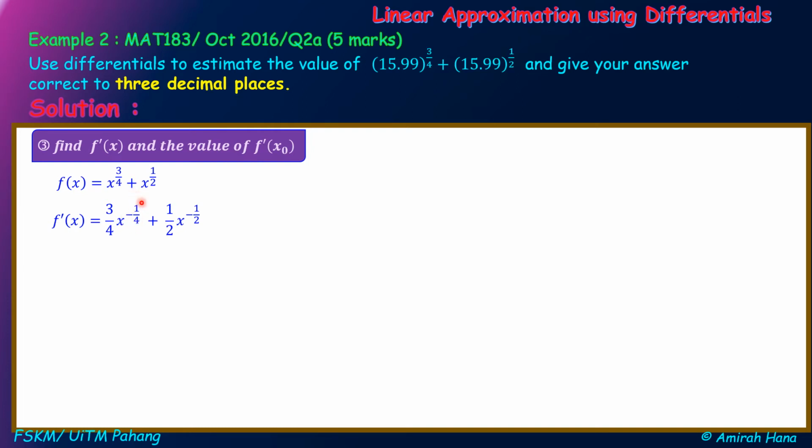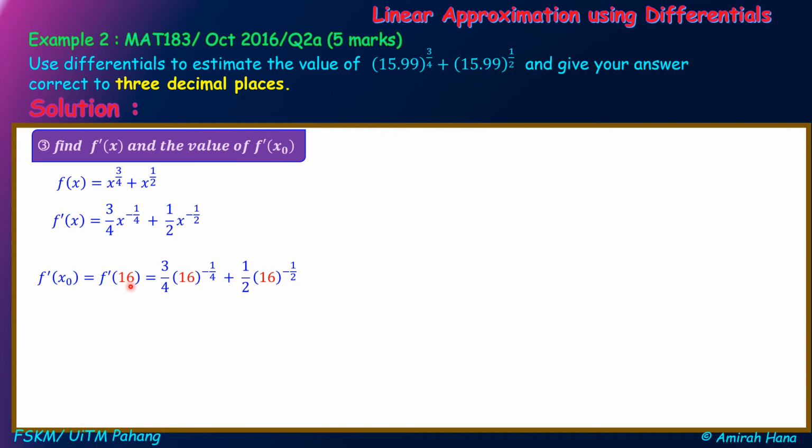And then plus, we differentiate x to the power of half. We move half to the front, and then x to the power of half minus 1, which is negative half. So this is our f prime x. And after that, we need to find the value of f prime x naught. To find f prime x naught, we just replace x here by the value of x naught.